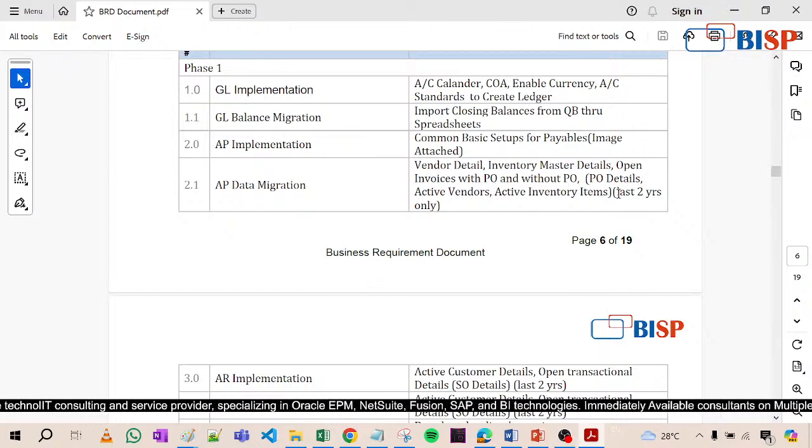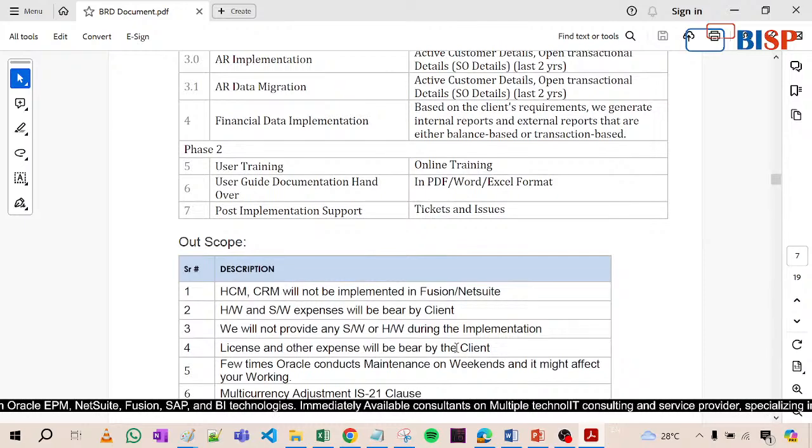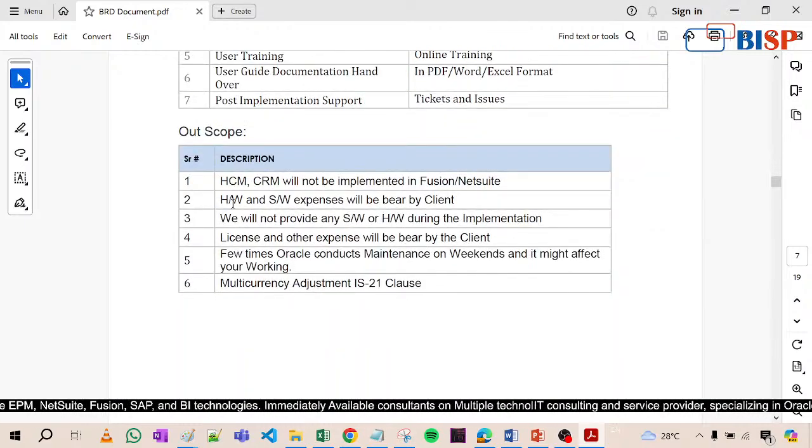See here, I have already written last 2 years, right? Accounts payable data migration. We have already written here last 2 years of data, so we will migrate only the last 2 years of data, not beyond that. After that, the out of scope. Out of scope means, see here, HCM and CRM will not be implemented. Hardware and software expenses will be borne by the client. What we are not going to do, we put into the out of scope, because this is also very important.